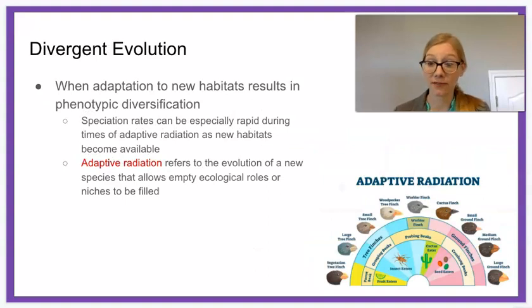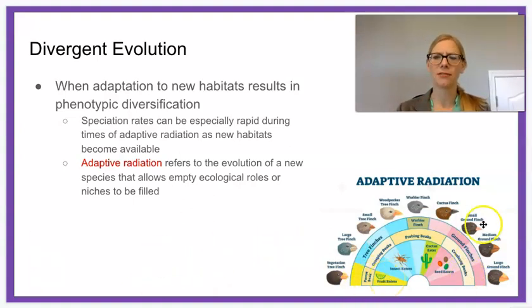I also want to talk about divergent evolution. Divergent evolution is when adaptation to a new habitat results in phenotypic diversification. Speciation rates can be especially rapid during times of adaptive radiation to new habitats, because when new habitats become available, if there's a new niche that can be filled, speciation can happen quickly because that niche will be filled, it won't be selected against, and the species will survive. A really good example of adaptive radiation is the finches that Darwin saw.